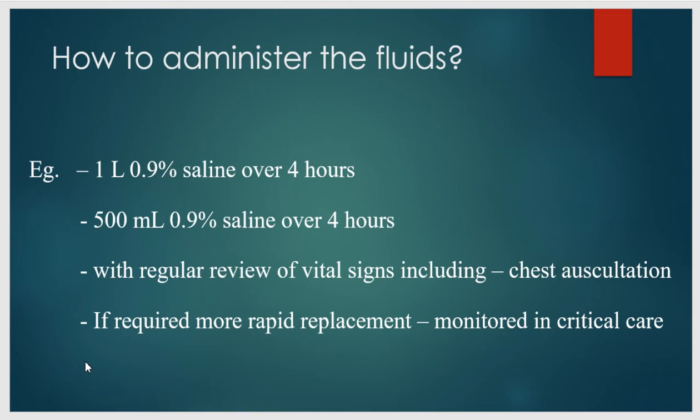For example, 1 liter of 0.9% saline we can give over 4 hours in this group of patients, the elderly ones, followed by 500 ml of 0.9% saline over 4 hours, with regular review of vital signs including chest auscultation to rule out any pulmonary edema or any other chest complication due to fluid overload. And sometimes, if required, even in this group, if more rapid replacement is required, you can give, but monitoring is always required in critical care in this group of patients. Okay.